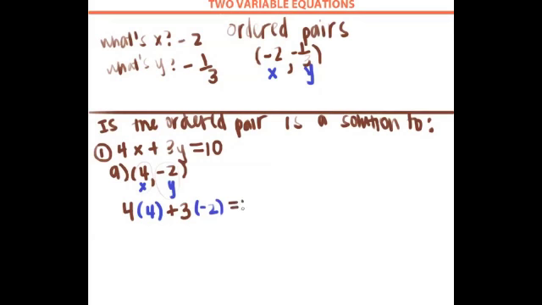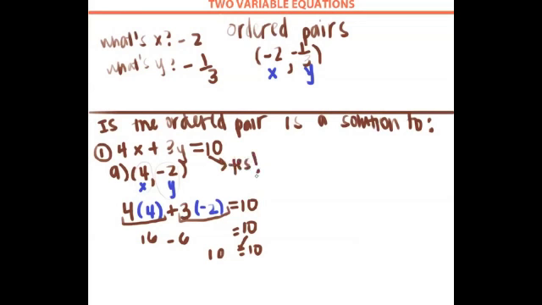equals 10. Now let's solve this out. 4 times 4 is 16. 3 times -2 is -6, equals 10. 16 minus 6 is 10, which definitely equals 10. I'm going to put a check mark so that I know that it works out. The answer to this is a yes or no question. The answer is yes, and you prove it by showing all your work, just like what we did here.